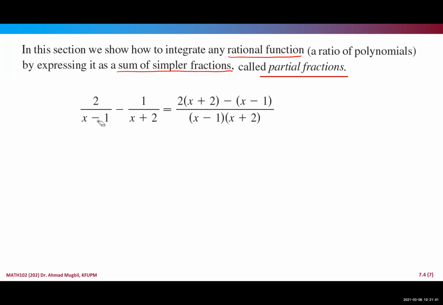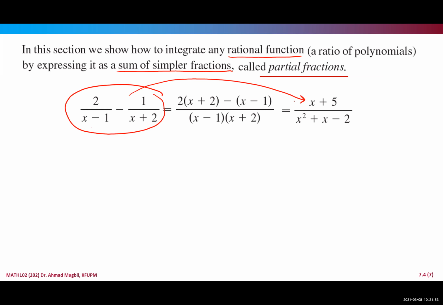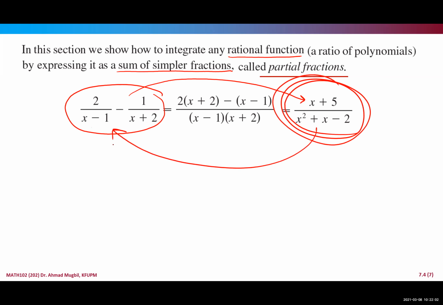If you simplify the numerator, you will get this. Is there anyone who cannot do this? I think all of you can, Shabab. Okay? So you know, if you have two fractions, you can write them as one single fraction like this. The question is, if you have this, how to write it like that? This is what is called partial fractions.